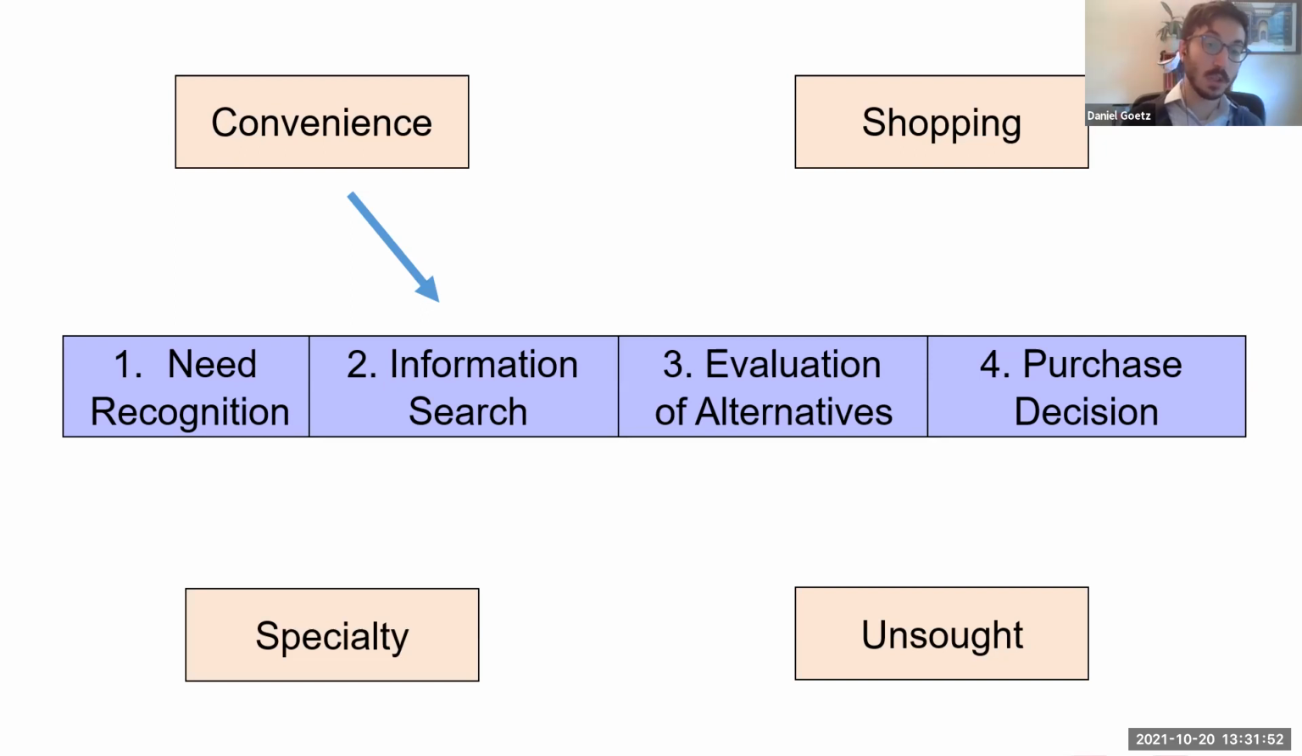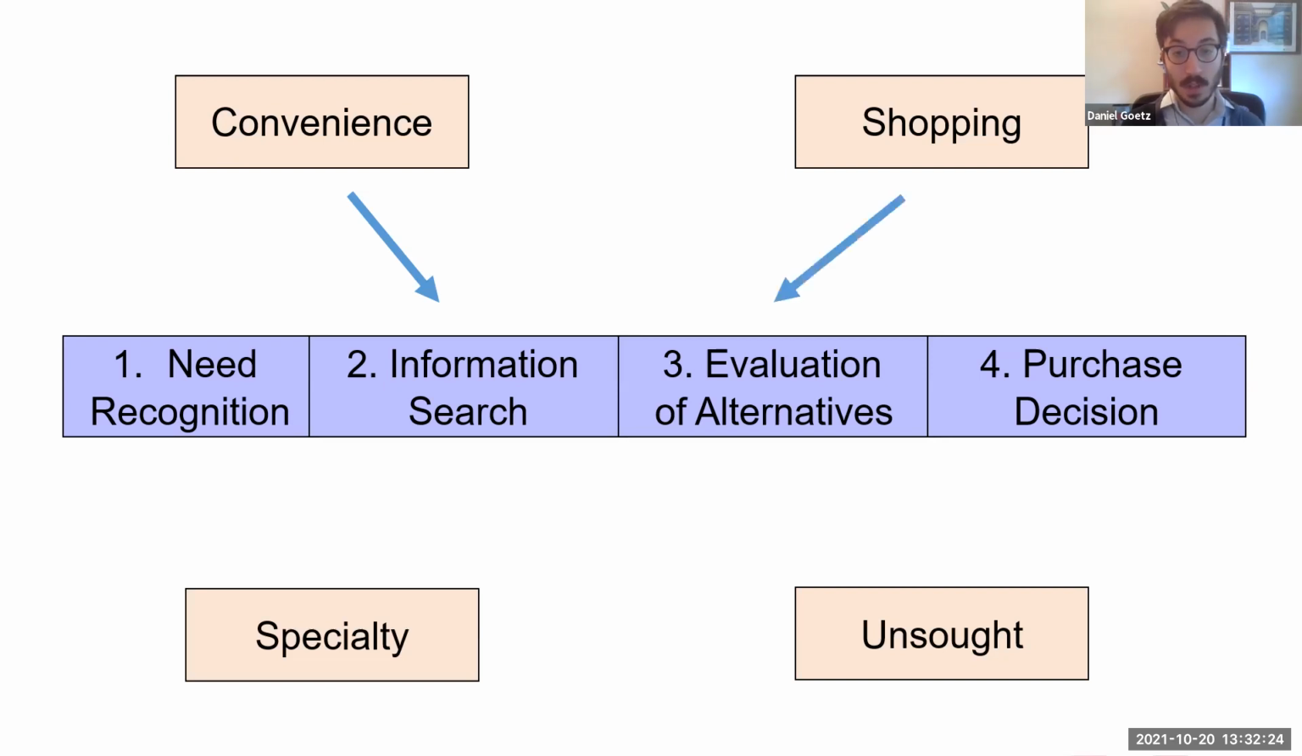So convenience, I think, should go mostly with information search. Why? Well, the information you're searching for is not necessarily attributes of the product, but just where to get it and where the best price is, right? You're just looking for that necessity, close and cheap. So you want to figure out where to get that. You kind of know why you need it. And in terms of evaluation of alternatives, typically you've already picked your favorite brand, right?